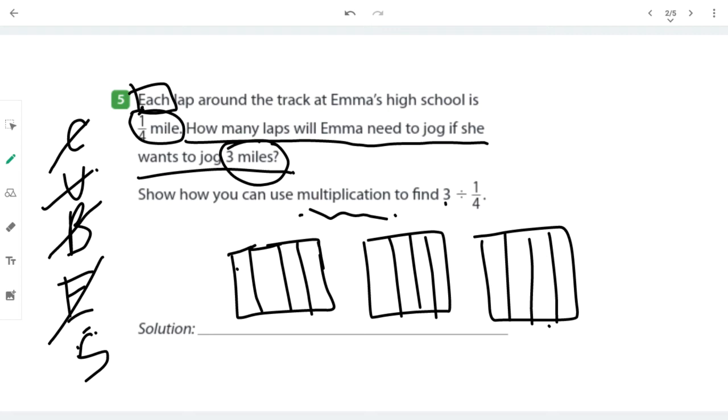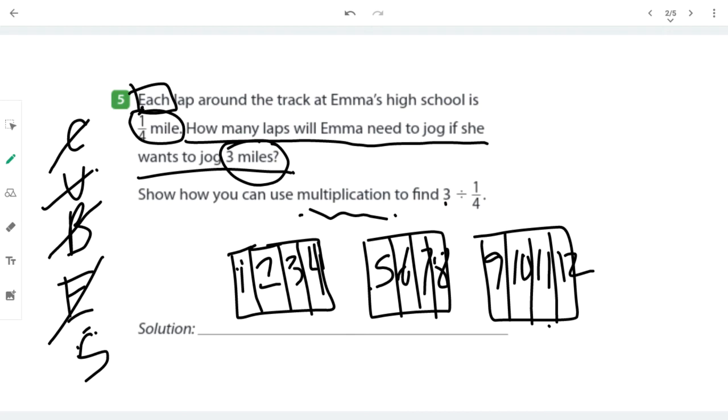So we have 1, 2, 3, 4, 5, 6, 7, 8, 9, 10, 11. Let's make that look like 11. And 12. Goodness, I cannot make that look like a 12. Finally, 12. How many laps will it take Emma to jog to get to 3 miles?